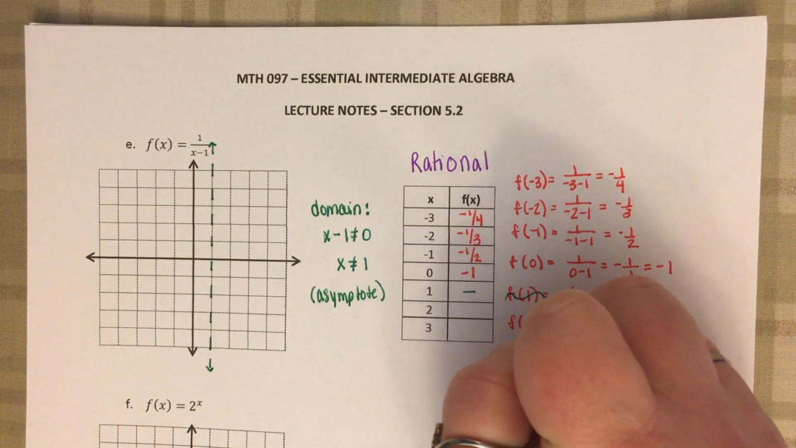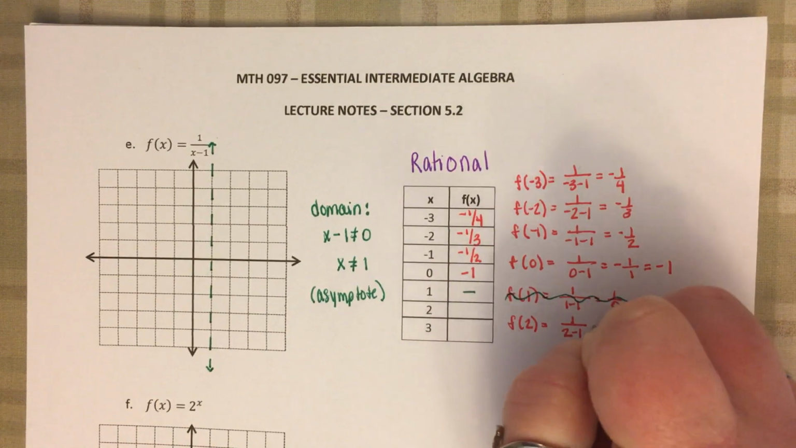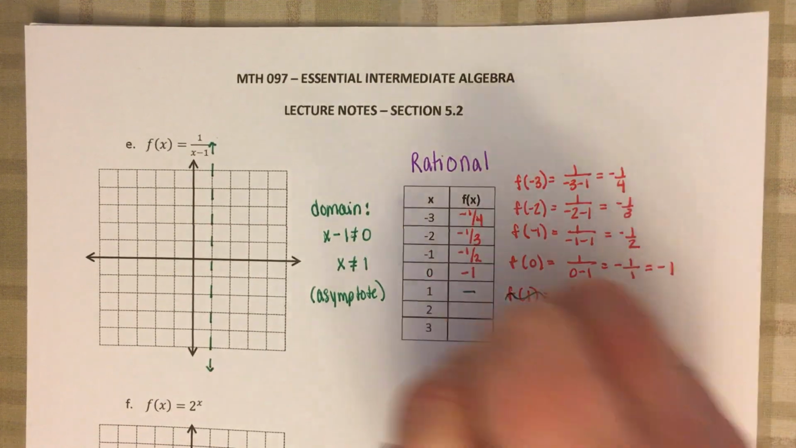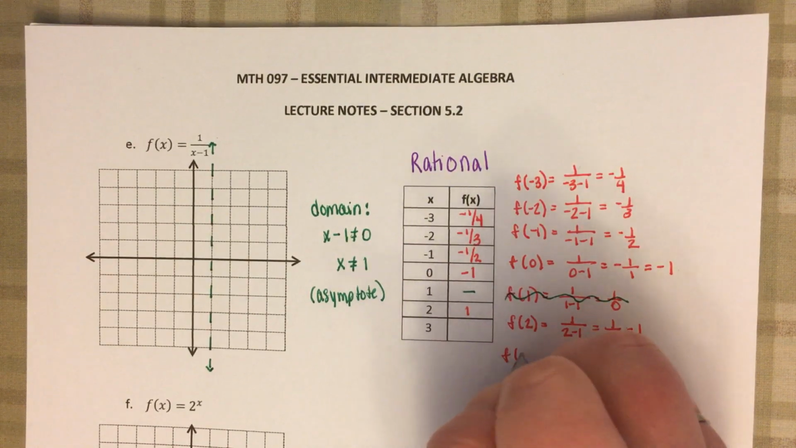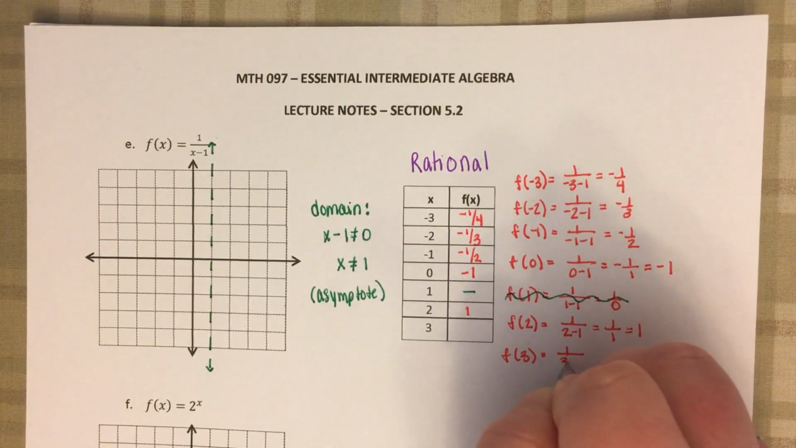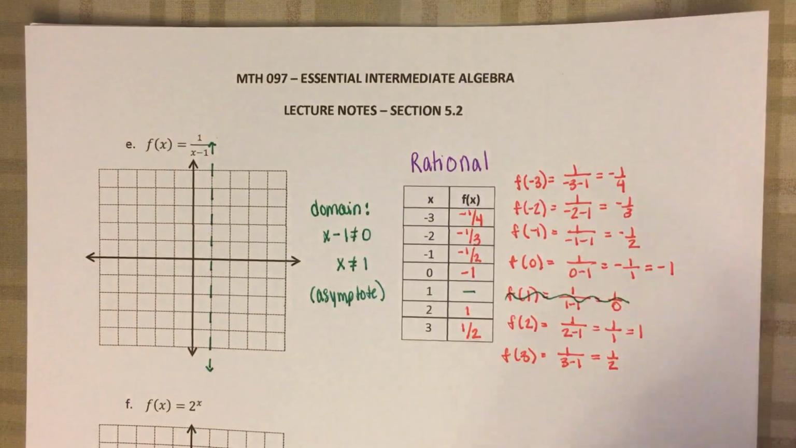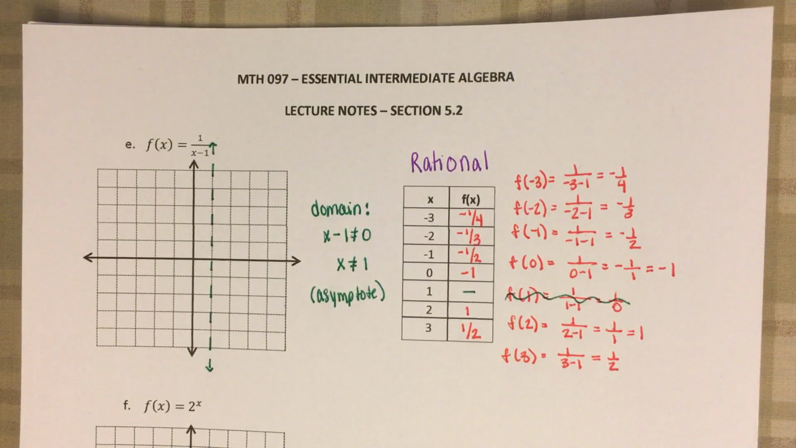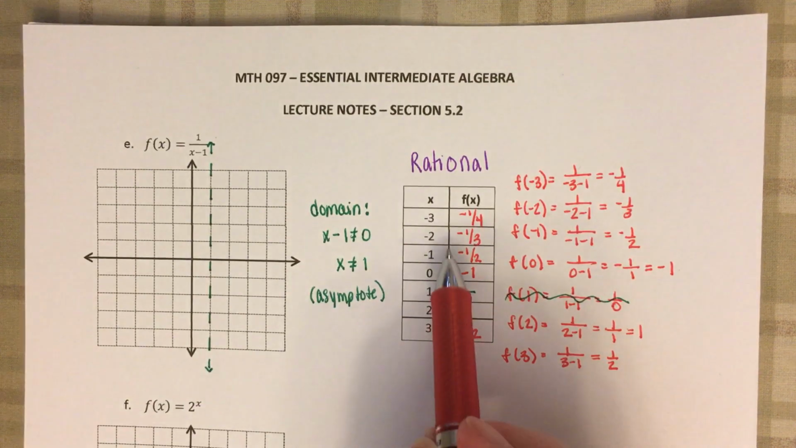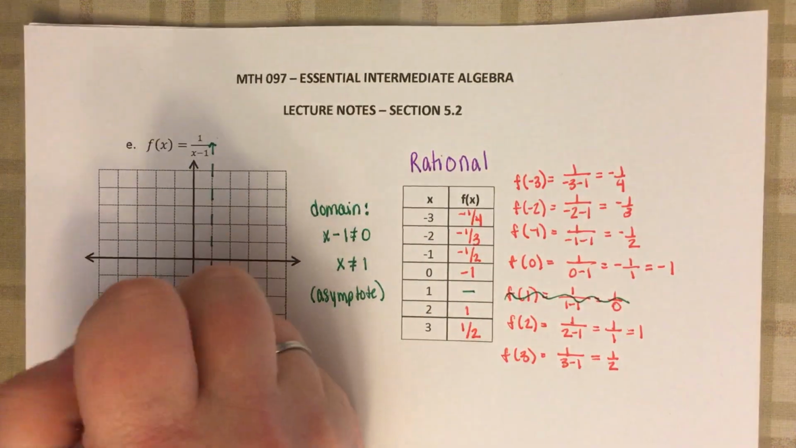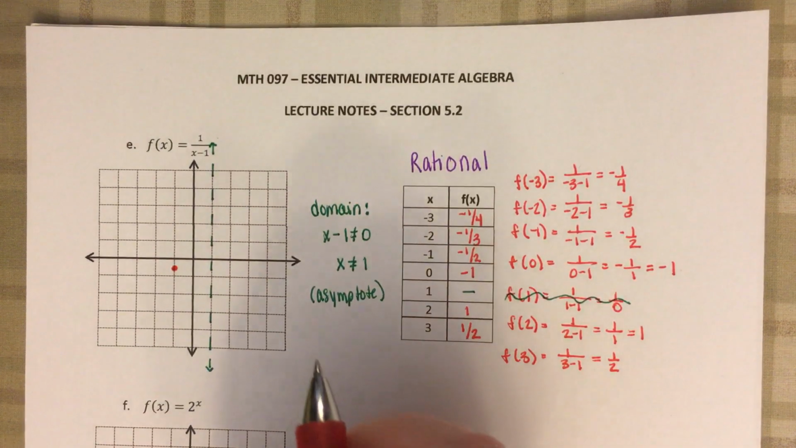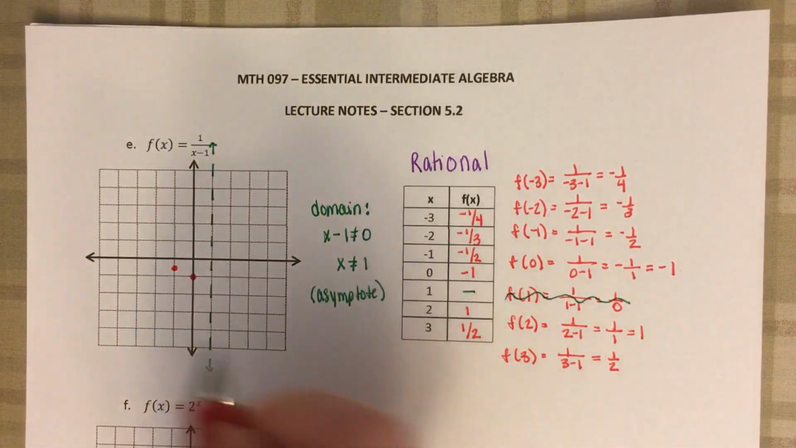F of 2, 1 over 2 minus 1 is 1 over 1, which is positive 1. And f of 3, 1 over 3 minus 1 gives us 1 over 2. All right, so when we draw our rational functions, in this case we have one asymptote, so it's going to split our graph into two pieces. We have a bunch of fractions that are on the left side. Again, I'm not going to bother to plot all of my points. I'm just going to plot these two. So -1, -1/2 is one of our points, and 0, -1 is another one of our points.